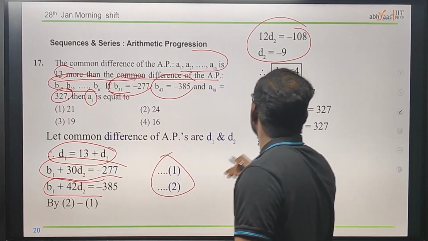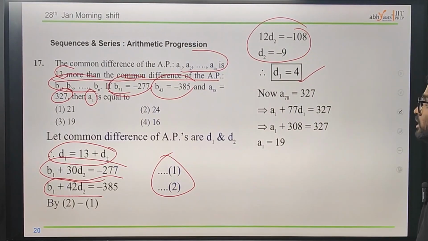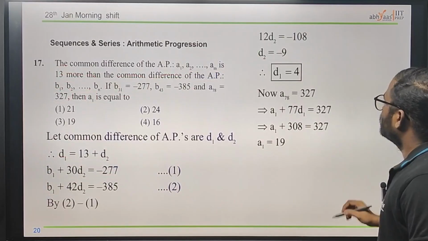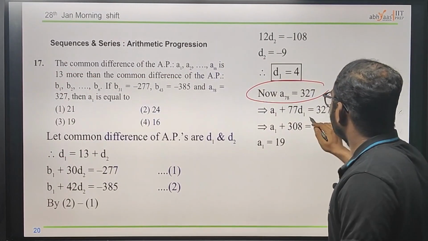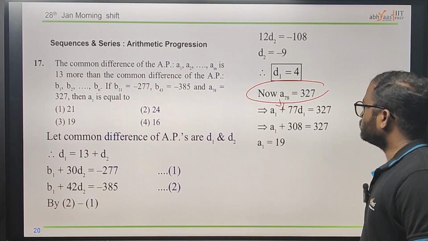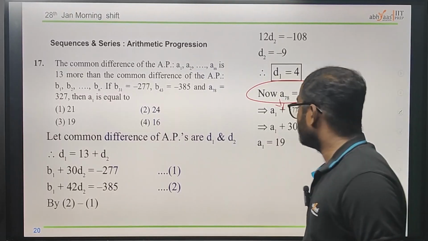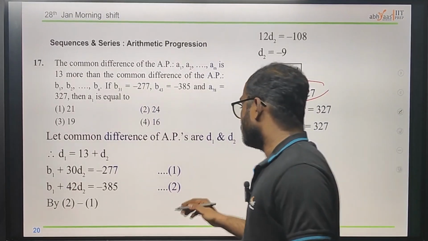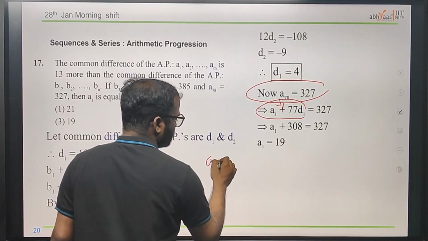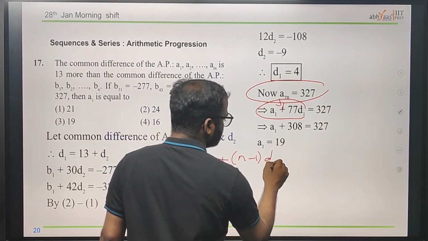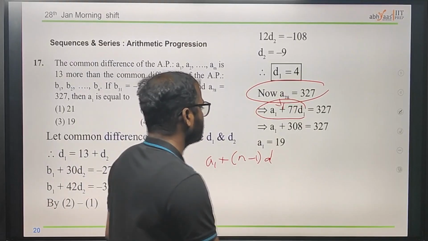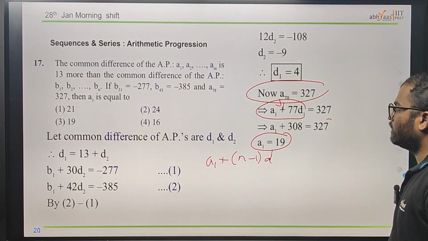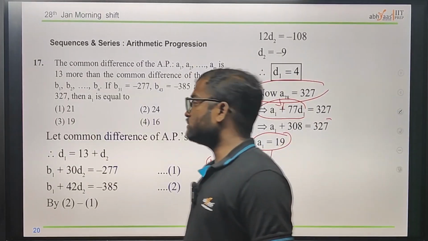That means D1 is what? 4. That's how we got D1 as 4, so we have both common differences. Now, using A78, we write the nth term formula: A1 plus (n minus 1) into D. Substituting, finally we got A1 as 19.